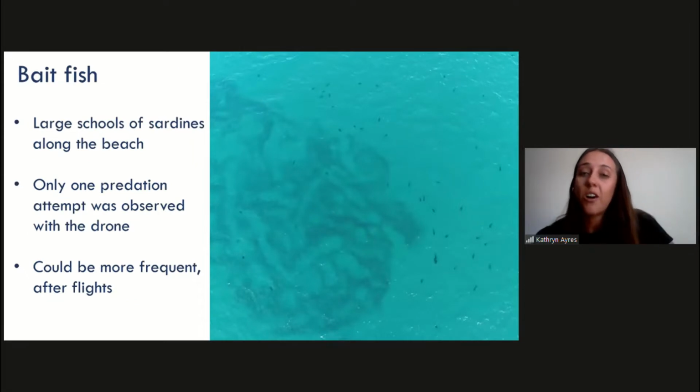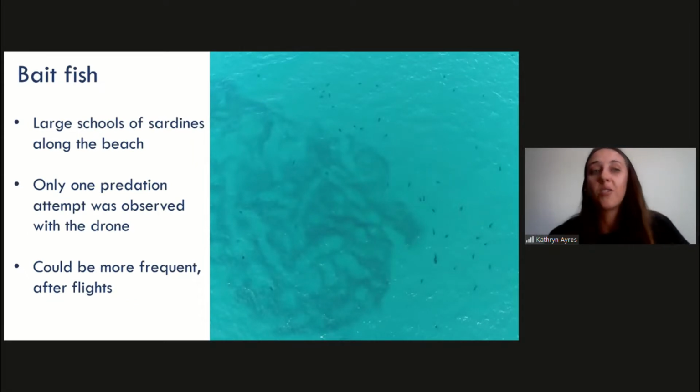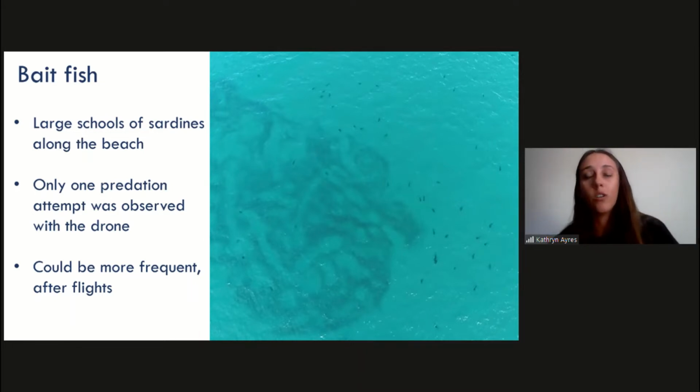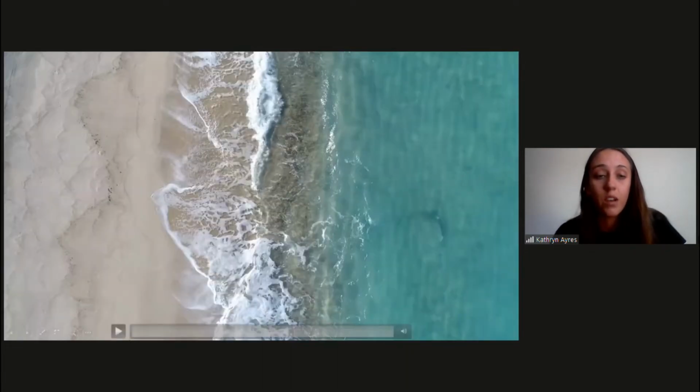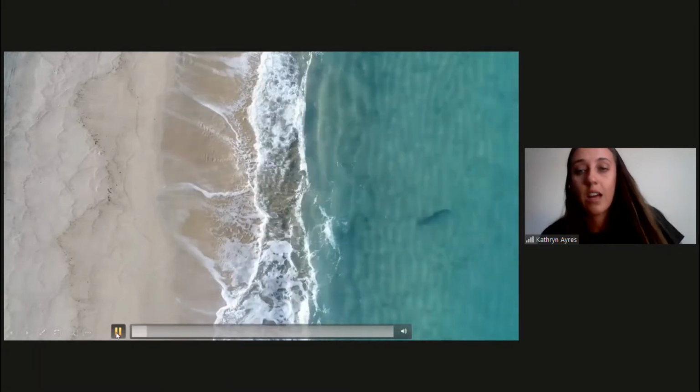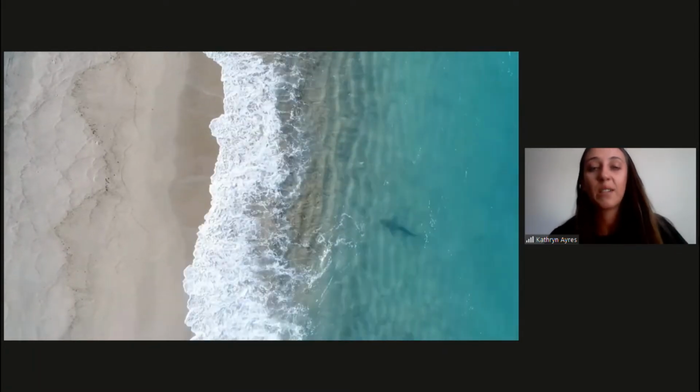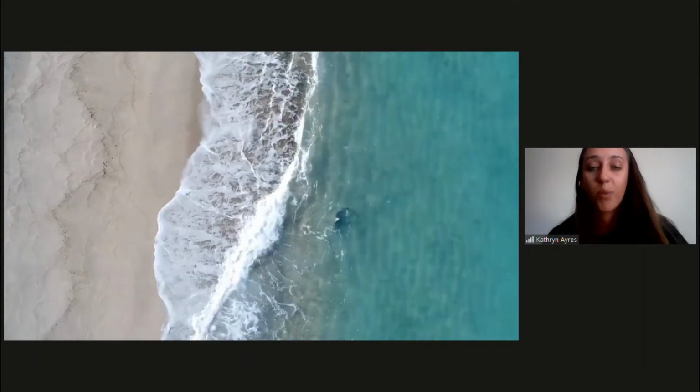So we also get a lot of bait fish in winter, which could be another reason for these huge aggregations. But interestingly, a lot of the time when we see these big schools of bait fish, the sharks were not feeding or hunting. They were simply slowly swimming through these schools. There was only one predation that I observed, which I'm going to show you now. So basically the shark, it's hard to see, but it's chasing a very small sardine in the wave break.